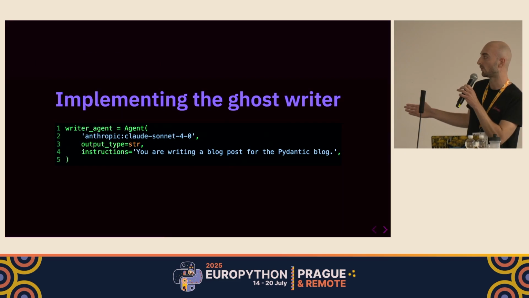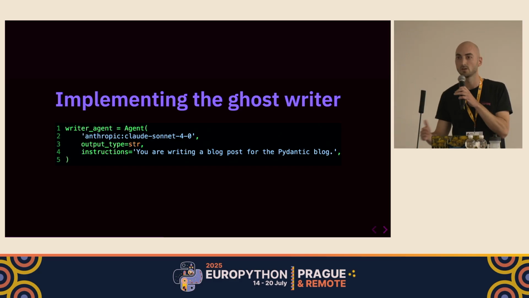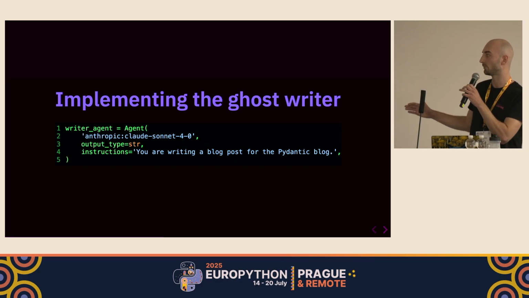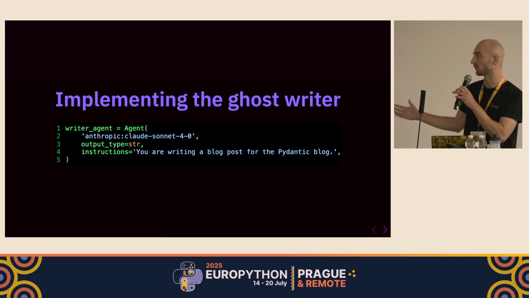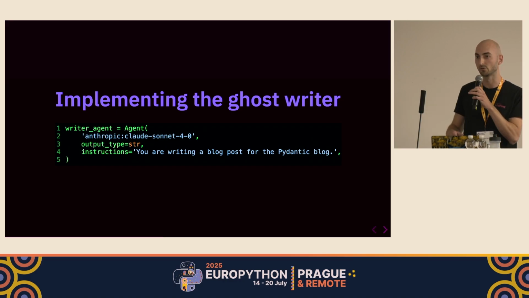So let's use this for our ghostwriter implementation. We're going to start really simple by giving simple instructions. You are writing a blog post for the Pydantic blog. Because we wanted to output text, we're going to use string as an output type. And now we're going to see how we can give more context to this agent.